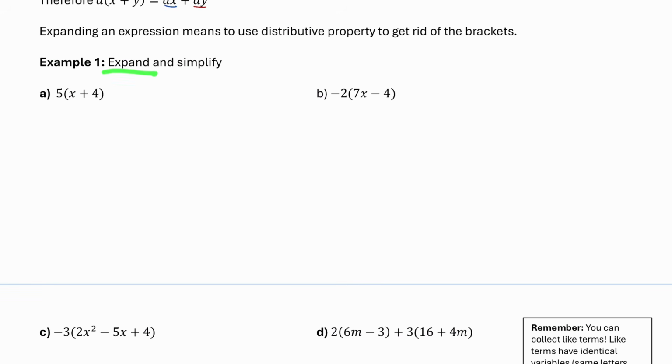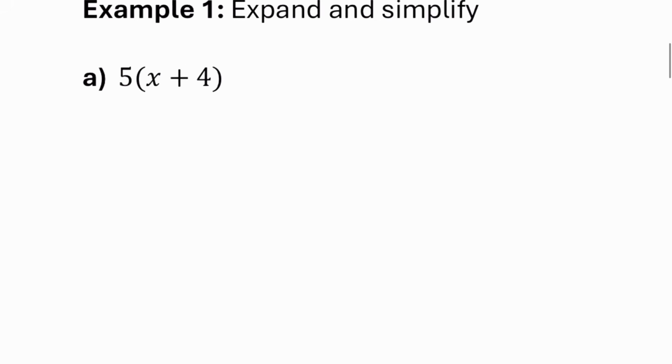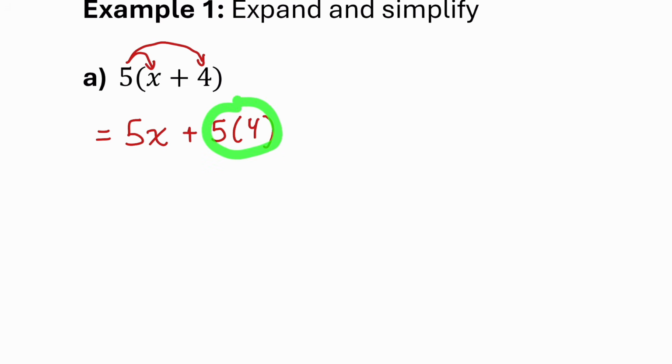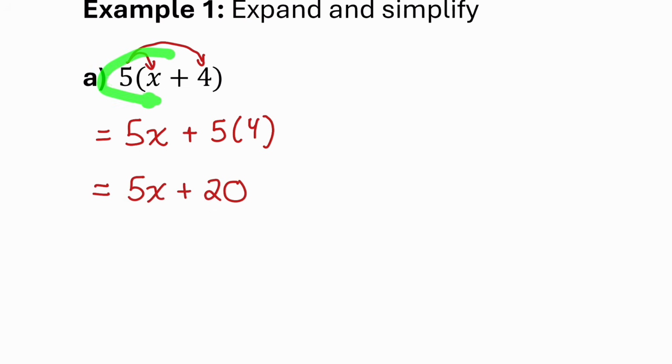And when it says expand, well, expanding an expression means to use the distributive property to get rid of the brackets. So if we look at part A, if I want to expand this, I want to get rid of the brackets by multiplying this 5 by both terms inside this binomial. The 5 has to be multiplied by the x, plus the 5 has to be multiplied by the 4. And now I need to simplify my final expression. All that I can simplify is 5 times 4, which is 20. So 5 times x plus 4 is equal to 5x plus 20.